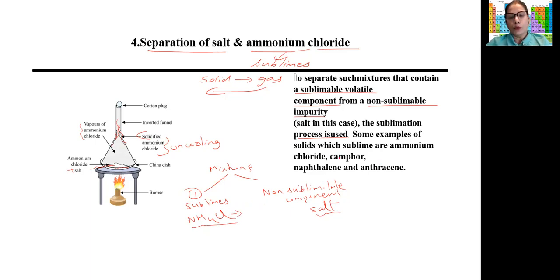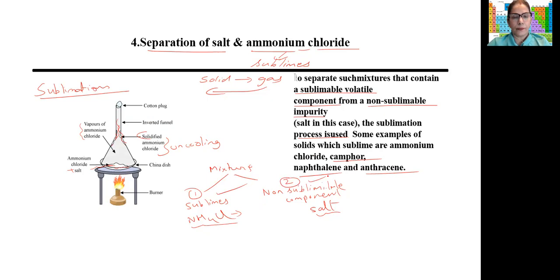So ammonium chloride, camphor, naphthalene, anthracene, all these when mixed with salts can be separated using this method of sublimation. So we can call it the method of sublimation. The separation method is sublimation because one of the components sublimes and the second component does not sublime on heating.